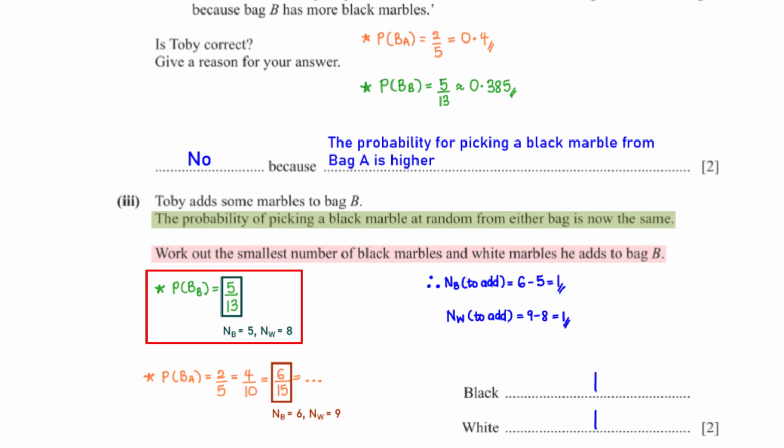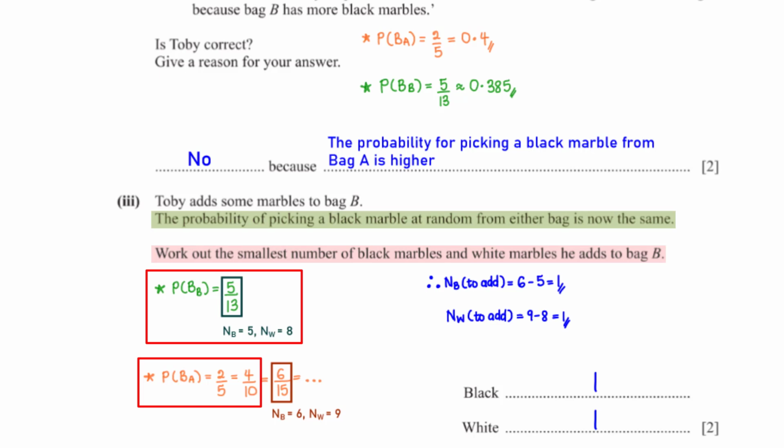We know the probability of picking a black marble from bag B is 5 over 13. And we also know that the probability of picking a black marble from bag A is 2 over 5. To get probabilities equal to 2 over 5, we need to get fractions equivalent to 2 over 5. So when we multiply the numerator and denominator by 2, we get 4 over 10.